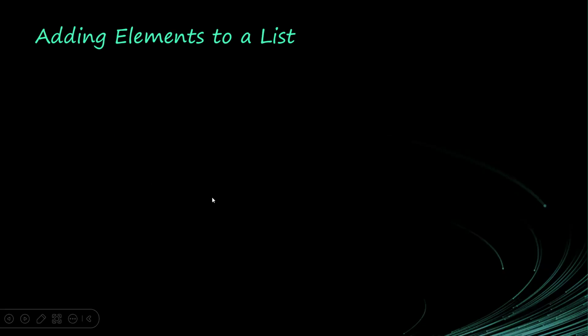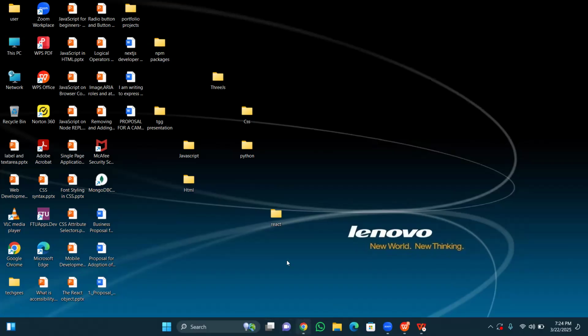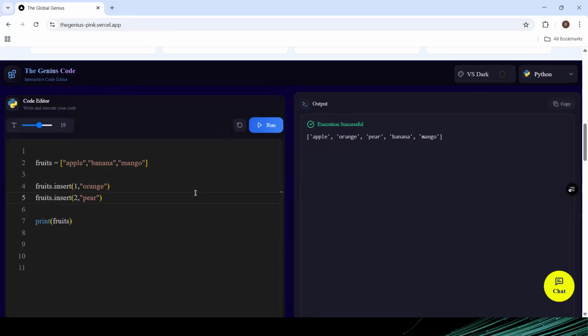You can also add elements to a list using extend. When you have multiple elements that you want to add, something like another array, you will use extend. If you want to add single elements, you can use append or insert. But if you want to add multiple elements, something like another array, we use extend because we want to add multiple items. We will use the array like this.